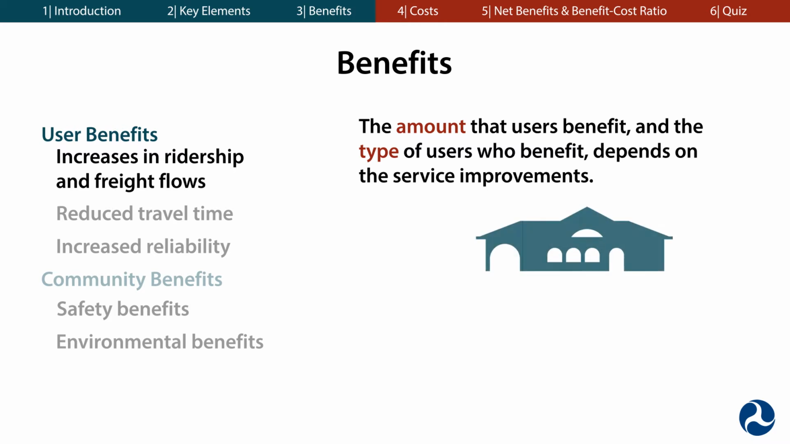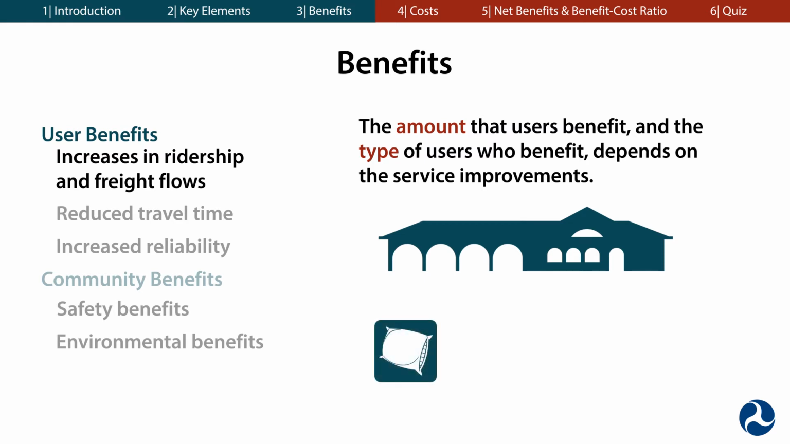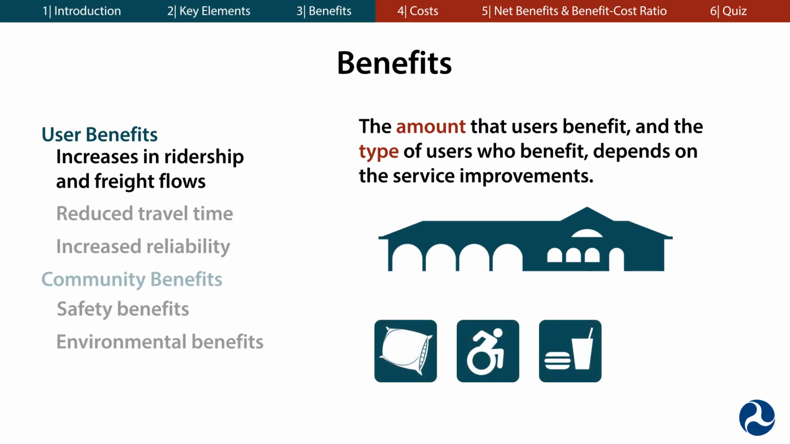The amount that users benefit and the type of users who benefit depends on the service improvements that a project creates. Some additional examples of passenger service improvements include improved stations and enhanced passenger amenities, such as ride comfort, accessibility, food and beverage offerings, and internet availability. Additional freight service improvements include more efficient intermodal connections and decreased terminal dwell times.